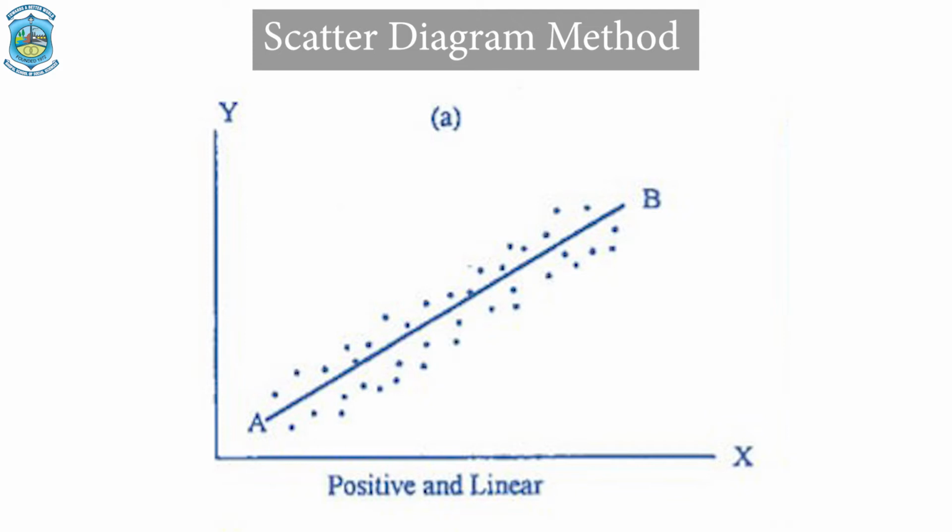As you can see, the variables x and y are plotted on the graph paper, and there is a positive change in the value of x and y paired together. The slope of the line is moving upward towards the x-axis.